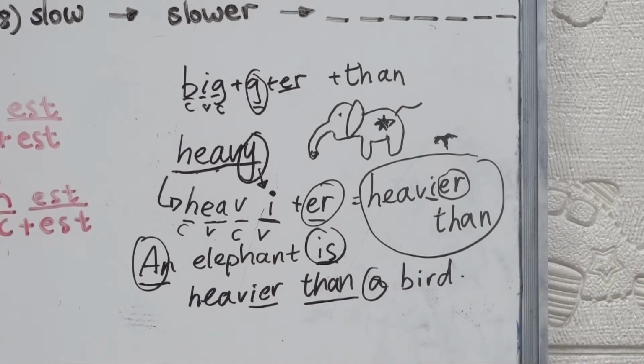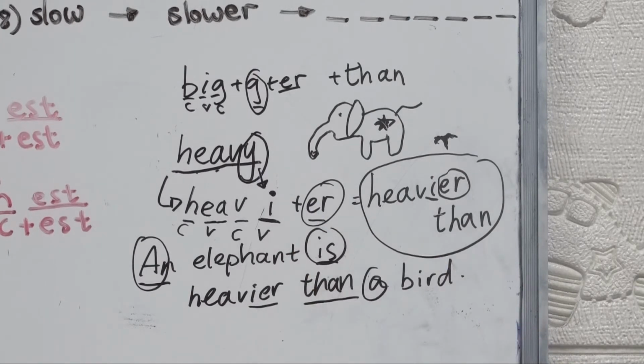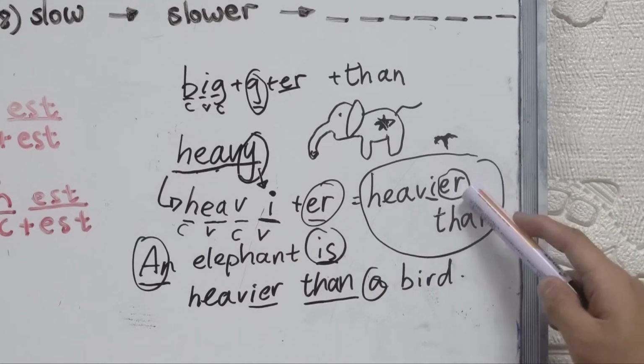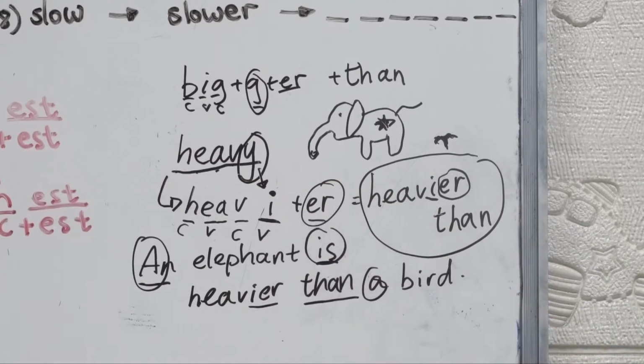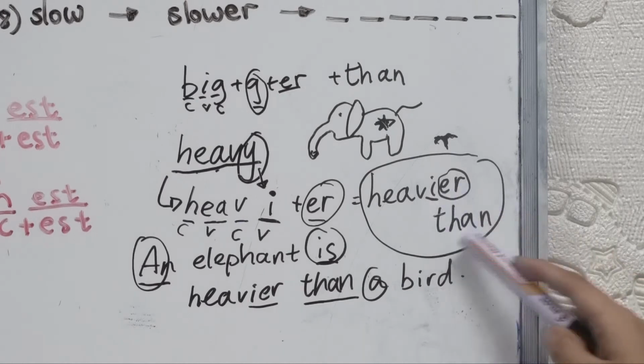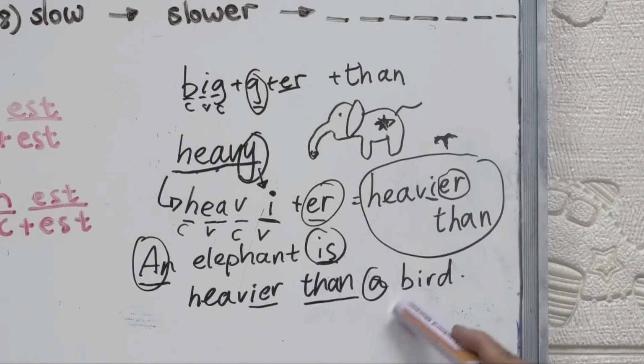Okay, so please remember, when we have a word ending in Y, we change the Y to I and then put the ER in the comparative form. I-E-R. We remove Y, put I, and then put ER. Heavier. Don't forget the word than. An elephant is heavier than a bird, okay?